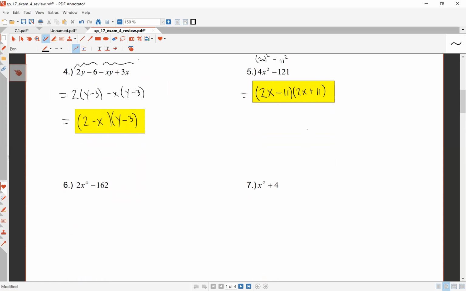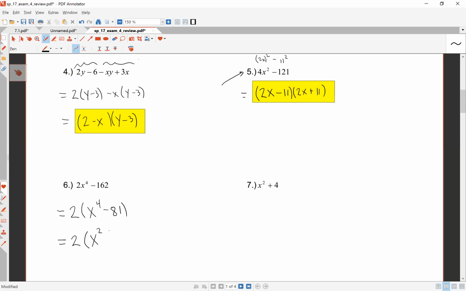Number 6 is another binomial, 2 terms. And when we have 2 terms, we try to factor it using one of our formulas. But first, we look for the GCF. And that leaves me with x to the 4th minus 81. When you have binomials, as in number 5, you look to see, do you have perfect squares or cubes? In this case, we have perfect squares.